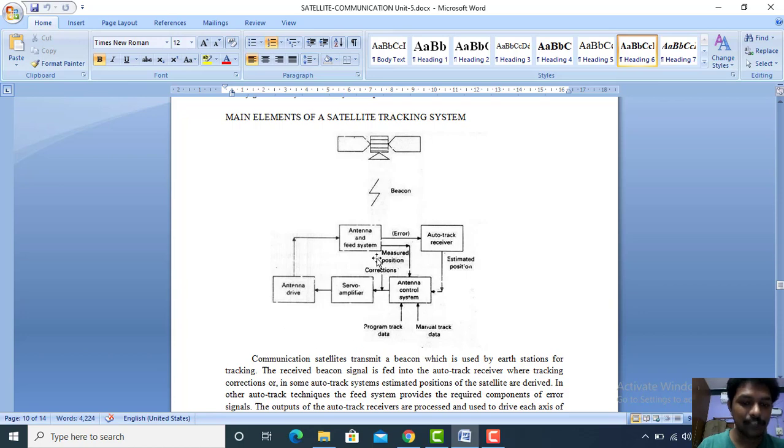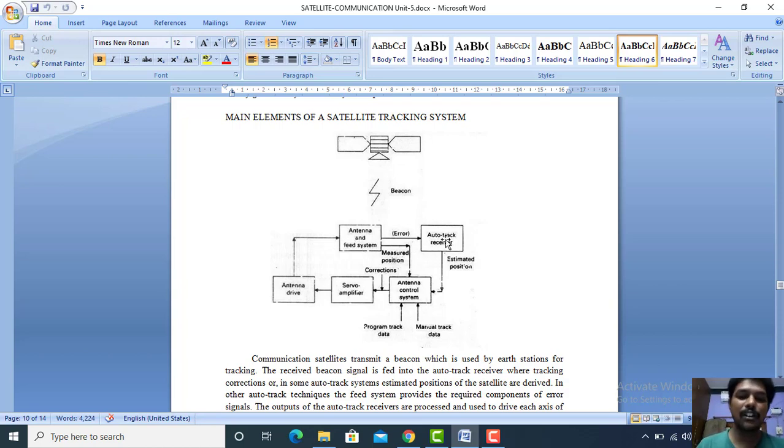In this tracking system, we already store the predicted information and we give manual information. So it will identify whether they are the same, otherwise it will correct and send it for amplification, and it will drive the signals from the antenna to the antenna feed system.